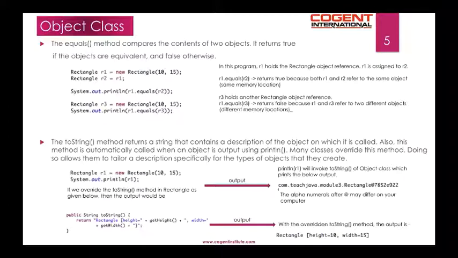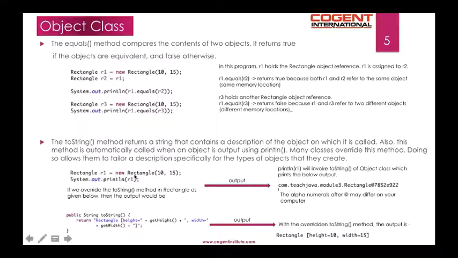Let's look at the toString method. The toString method returns a string that contains a description of the object on which it is called. Also, this method is automatically called when an object is output using the print or println methods. Many classes override this method. Doing so allows them to tailor a description specifically for the type of objects that they create.